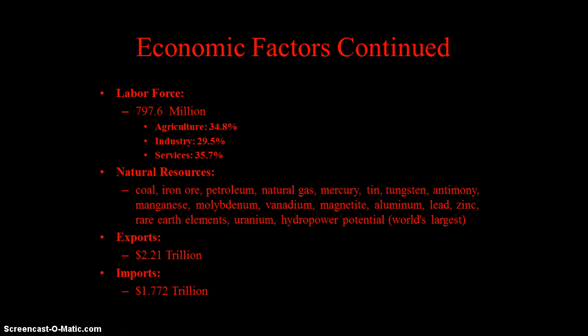As for exports, China exports $2.21 trillion. They're ranked number one in the country comparison to the world. Some of China's main export commodities are electrical and other machinery, including data processing equipment, apparel, radio, telephone handsets, textiles, and integrated circuits.